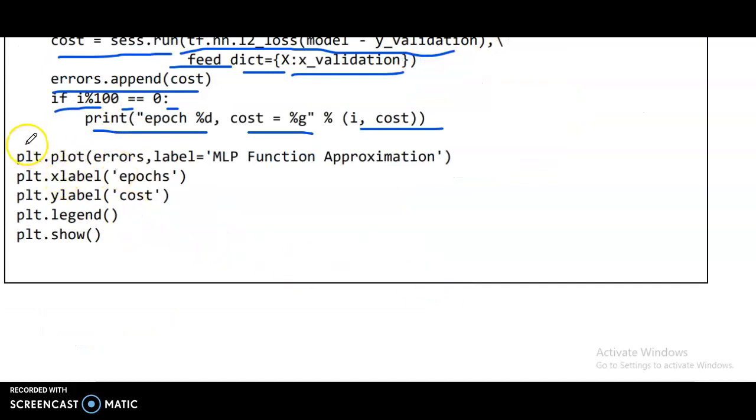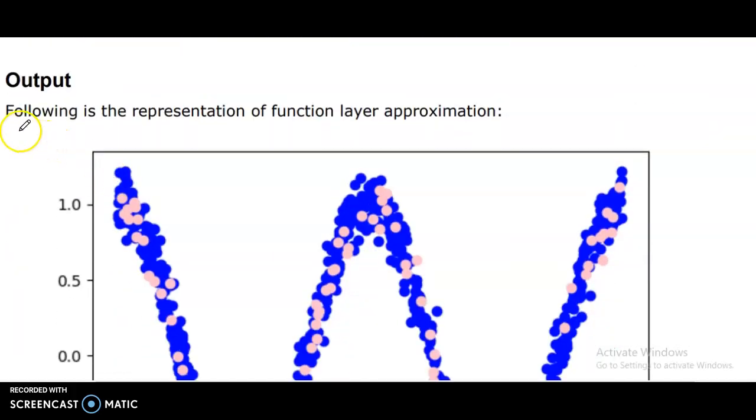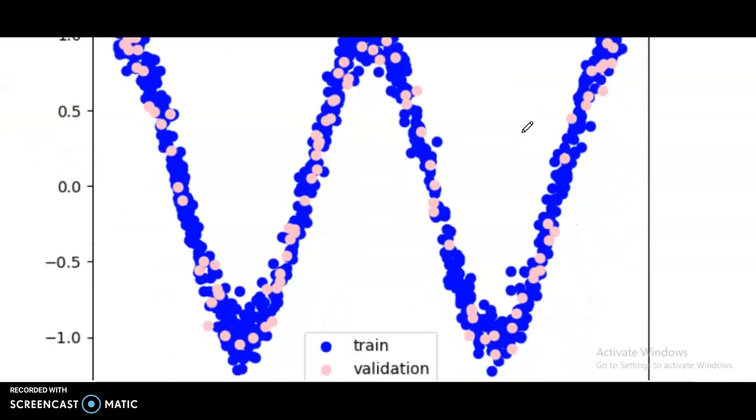Plot the graph. The errors will be plotted in the graph. Label equal to MLP function approximation. X label, Y label: X label epochs, Y label cost, plot legend, plot show. Output: following is the representation of function approximation.